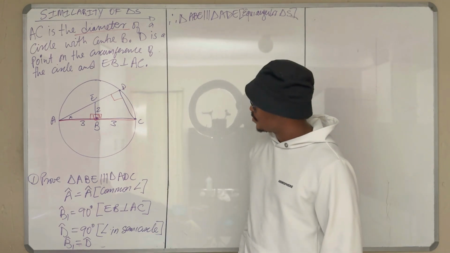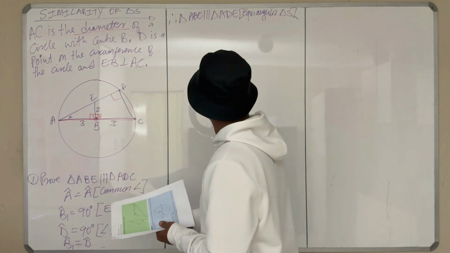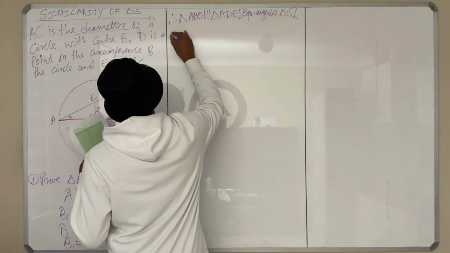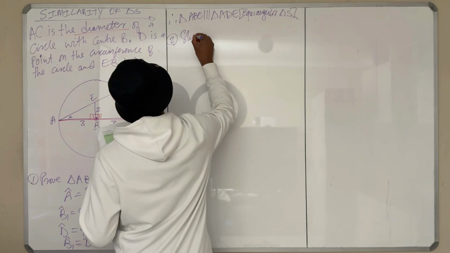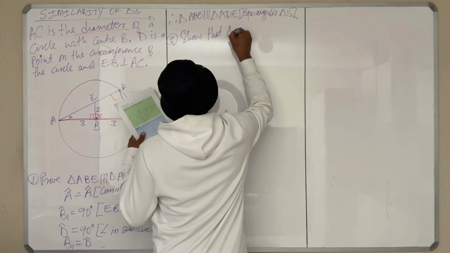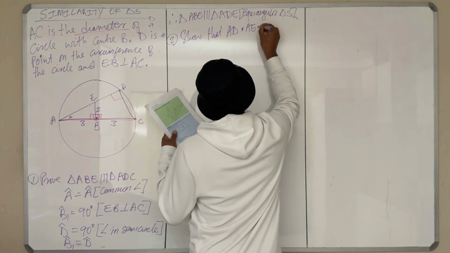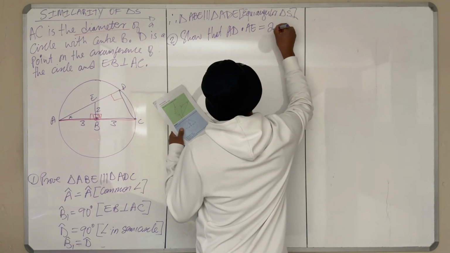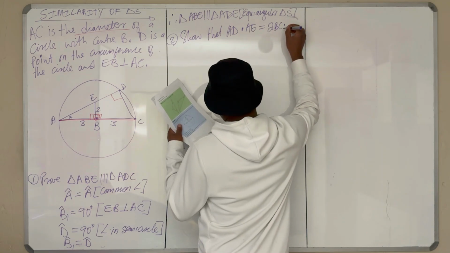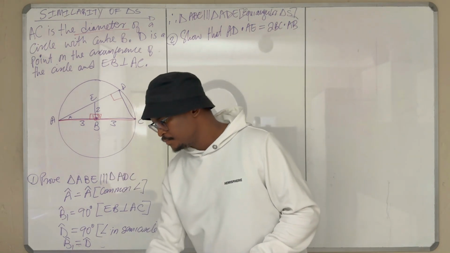Go to the second one. What is the second question saying? They're saying, show that AD times AE is equal to 2BC times AB. Right? They want us to show that.